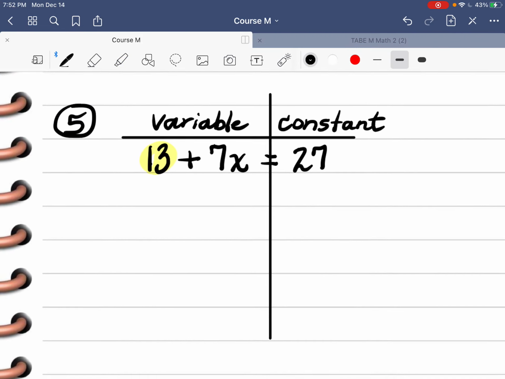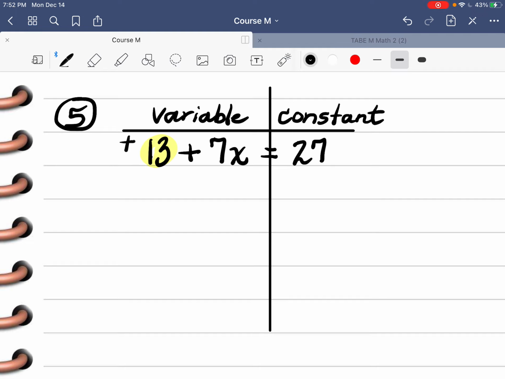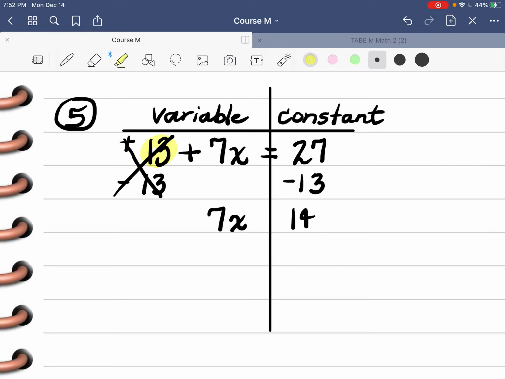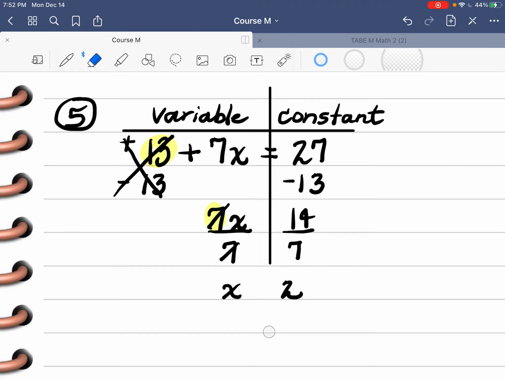Now remember, I told you if you don't see a sign, it is positive. So to do the moving, you do the opposite, which is a negative. Cancel. You're left with positive 7x, and on this side, a 14. And then we're going to divide that coefficient out of there. So x is 2. And that one is standardized, so you don't have to rewrite it.